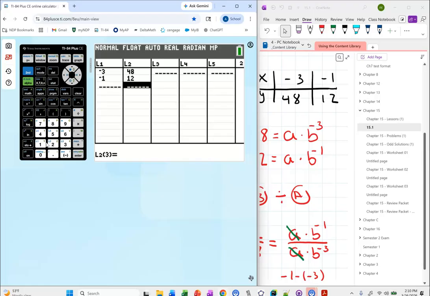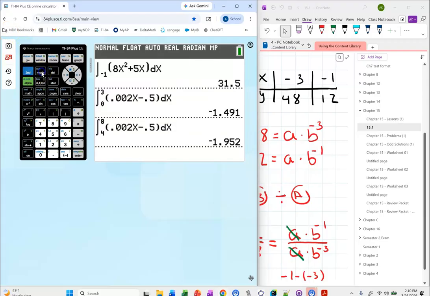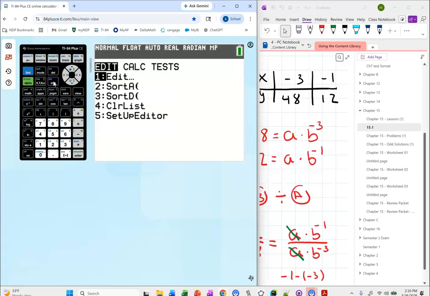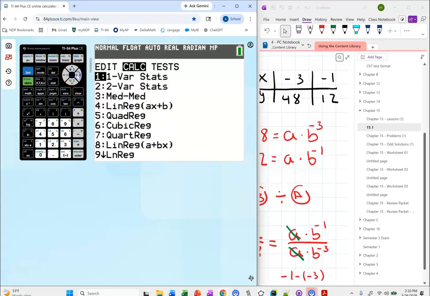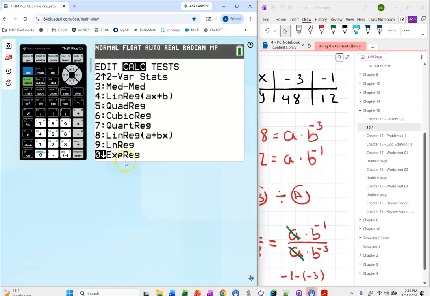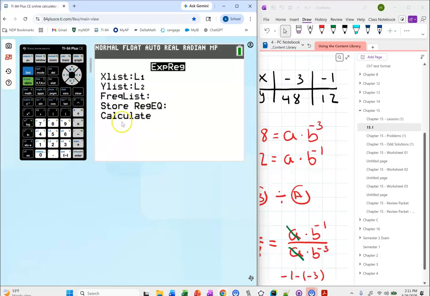Once I've done that, I'm going to exit back out to the main screen, so second, and then the mode button, which is right next door. Then what do I need? I need that exponential reg command. Where did that thing live? It lived under stat, and then calc, and then I scroll down until I see exp reg. That's it right there. I press enter.